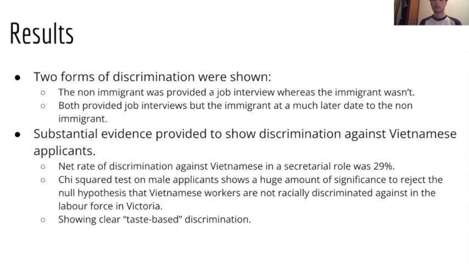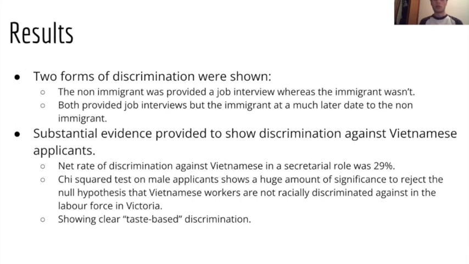The chi-square test on male applicants shows a huge amount of significance to reject the null hypothesis that Vietnamese workers are not racially discriminated against in the labour force in Victoria, and shows clear taste-based discrimination. It shows that it was purely based on their ethnicity that they didn't get the job. It's not because they were thought to be weaker workers, because obviously the applications for both jobs were very similar in terms of qualifications. So they were both equally equipped to get the job.